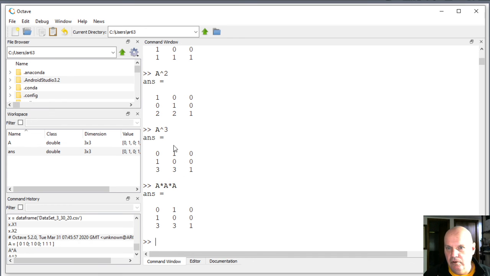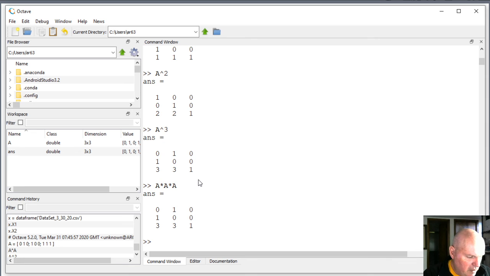So make sure that you do the corresponding matrix multiplication with a caret and then a 2 to get A squared, or a caret and a 3 to get A cubed. A lot faster than doing these matrix multiplications by hand. Of course, you can check any of your matrix multiplication results that we have for homework using Octave, and I'd encourage you to do that. It's a quick and easy check.